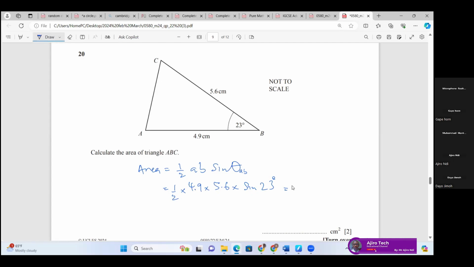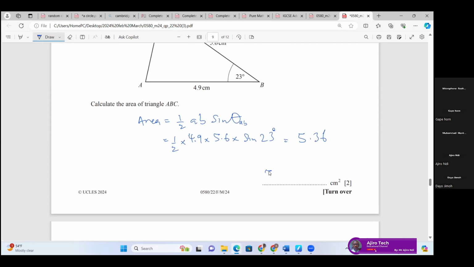Half of 5.6 is 2.8, so 4.9 times 2.8 times sine 23. So that will give me 5.36 as the area, 5.36 centimeters squared.